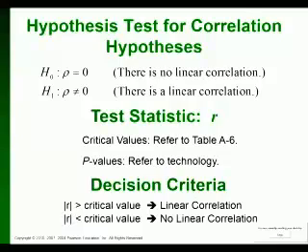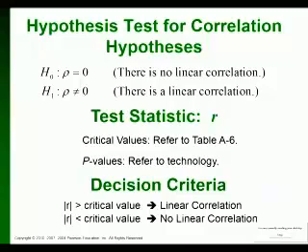If p was less than alpha, what do we do with the null hypothesis? P is less than, p is low. We rejected the null hypothesis, and if p was high, we failed to reject the null hypothesis. Here, instead of using p-values, we're going to use critical values.